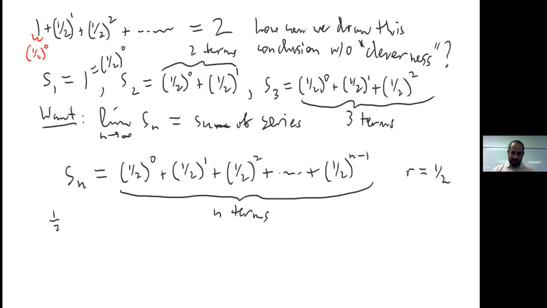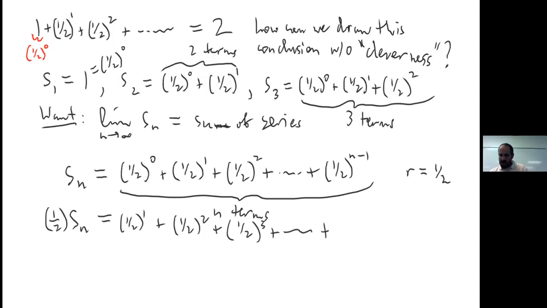If I take 1/2 and multiply it by Sn, it's just going to shift all these terms. Do you see it? 1/2 to the 0, what's that going to become? 1/2 to the 1. What about 1/2 to the 1? 1/2 to the 2. What about 1/2 to the 2? Well, 1/2 to the 3, come on, right? And then you go all the way, and the last term that you're going to have is 1/2 to the n. And you might say to yourself, so what?